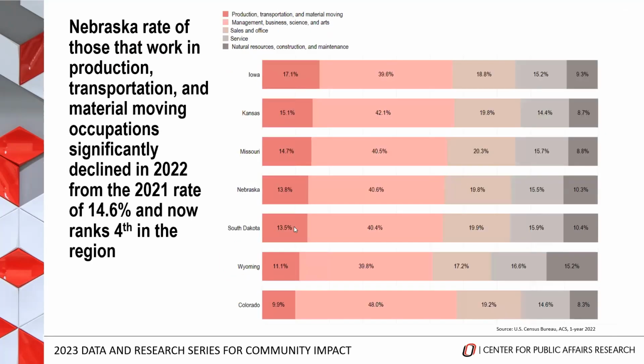So I said at the beginning, Nebraska's rate of those that work in production, transportation, and material moving occupations significantly declined in 2022 from the 2021 rate of 14.6 and now ranks 4th in the region. So I've told you information I haven't visualized, which you're going to see throughout this presentation. I don't think you have to visualize every single thing you might ever say. I think that would probably be a waste of time and overwhelm folks. But I've given you a reason why I'm showing this data. Here, I'm showing you some data.